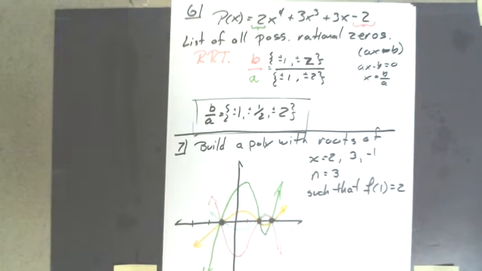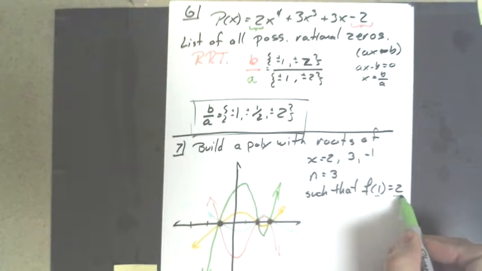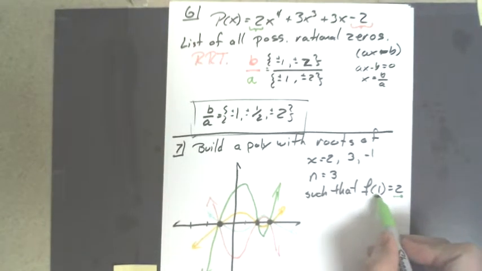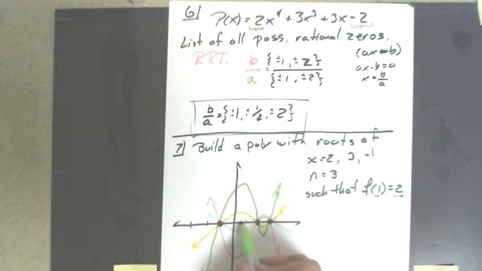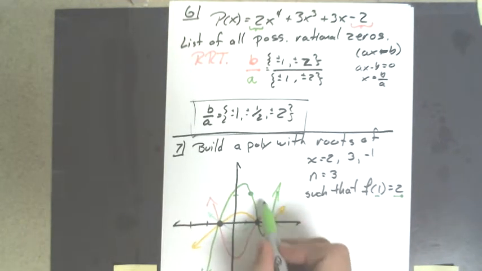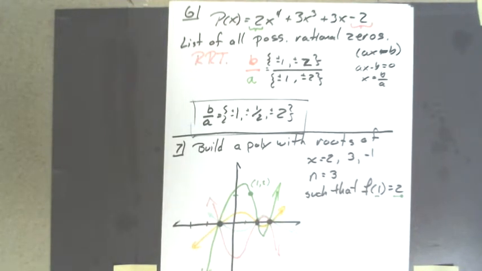But only one of them is going to go through the point (1, 2). This is f of x equals a function, so this is an x value and a y value. At 1, 2, only one of these is going to go through the point (1, 2). And we have to figure out which one that is.